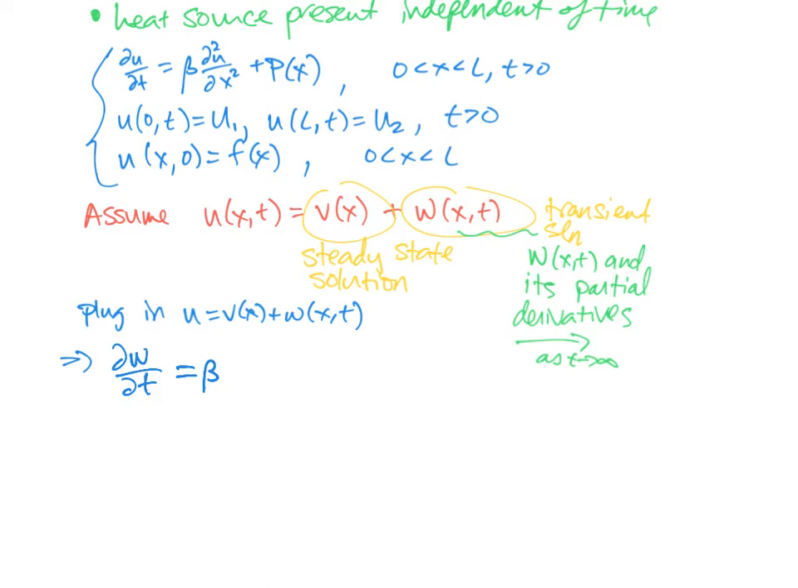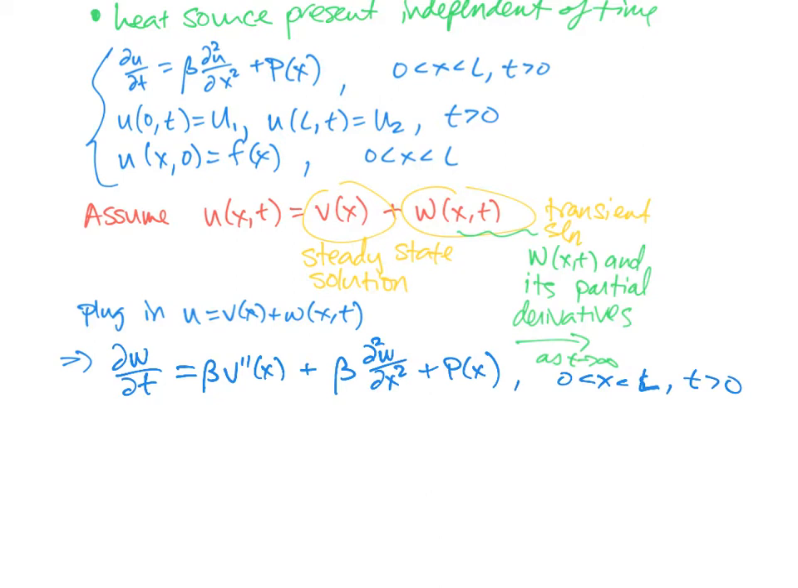Then a beta times the derivative of u with respect to x twice. So we get a v double prime of x plus beta times the partial derivative with respect to x twice of w. And then we still have our p of x, and we'll squeeze in our x and t values here. It's an L.